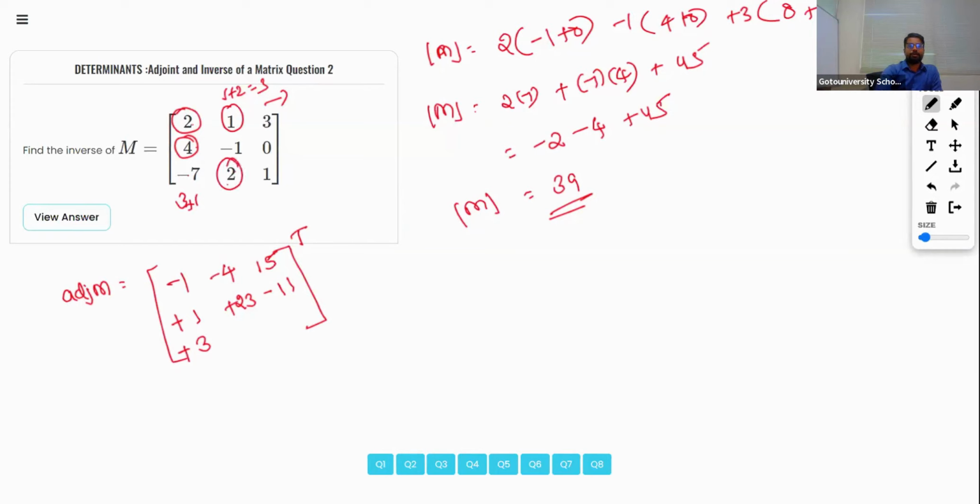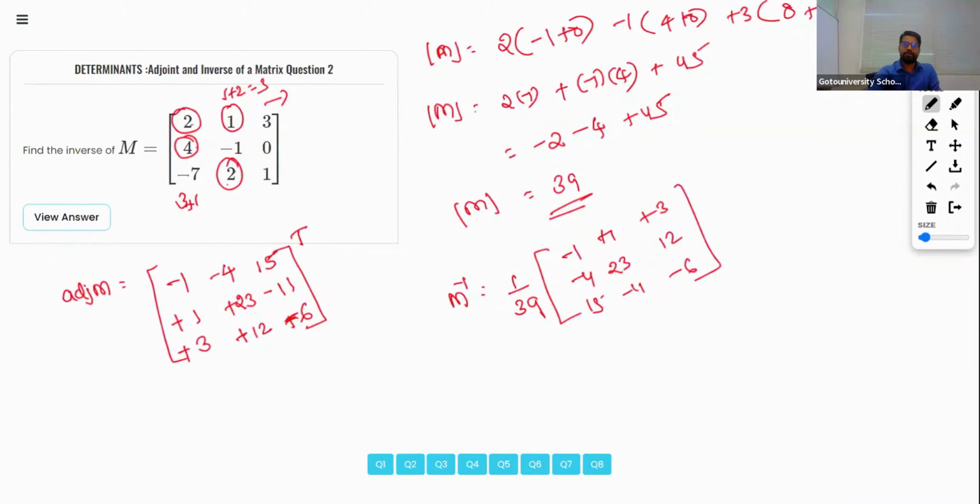Then here we're going to have the negative sign, minus. Eliminate the second column, third row. It is 0 minus 12, to become plus 12. Finally, this is going to be plus again. We're going to eliminate the third column and third row. It is minus 2 minus 4, which is going to be minus 6. So at the end, it's going to be minus 6. So M inverse will be 1 by 39 into the transpose of this. That is minus 1, minus 4, 15, plus 1. If all the calculations are right, this has to be the right answer.